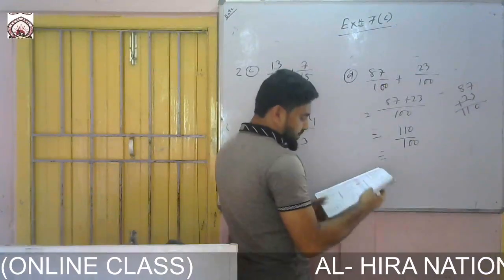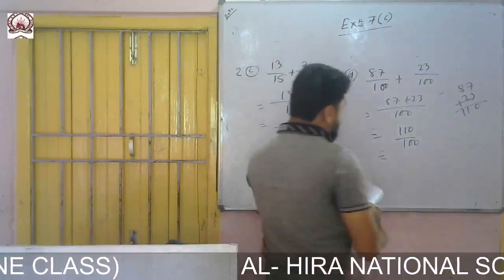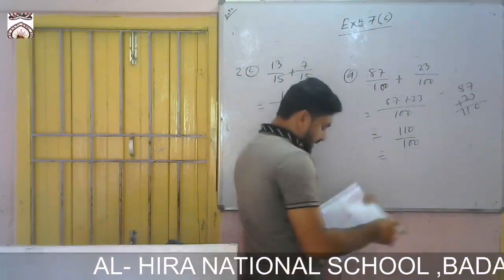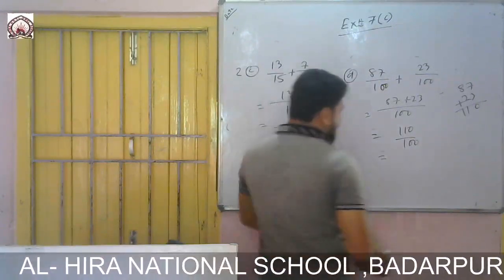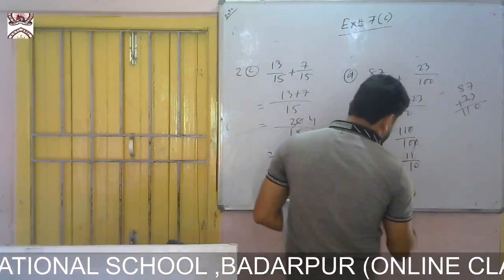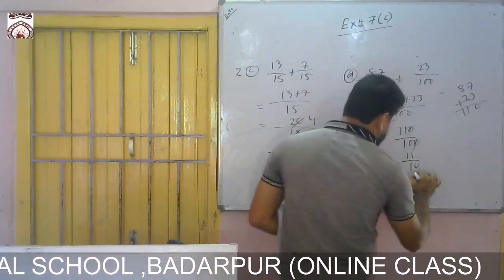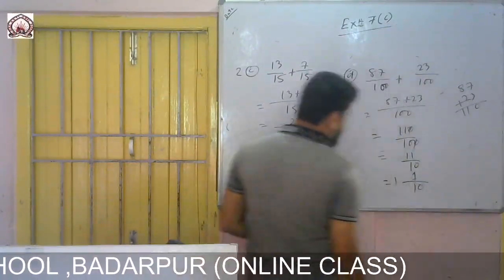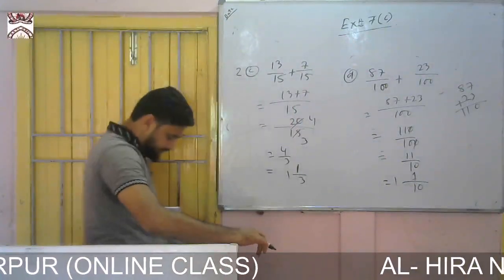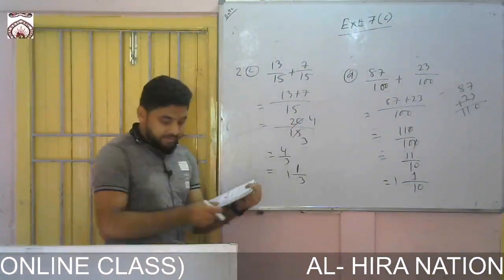Okay. That means 110 by 100. So if you do this one, it will be like this. If you cancel, then 11 by 10. So 10 1s are 10 and 1, remainder 1. Okay. So that is in mixed fraction.